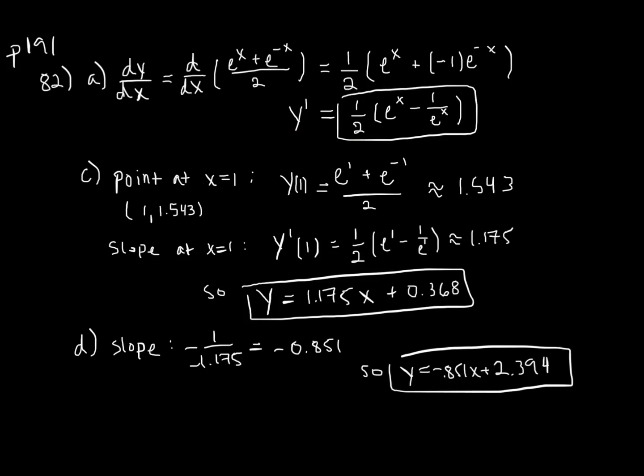To find the tangent line, so part C, at the point x equals 1, first I need to find the value of y when x is 1. So I plug in 1 for x, that's what this represents here, y of 1. And I have e to the 1 plus e to the negative 1 over 2. I can type that in my calculator.